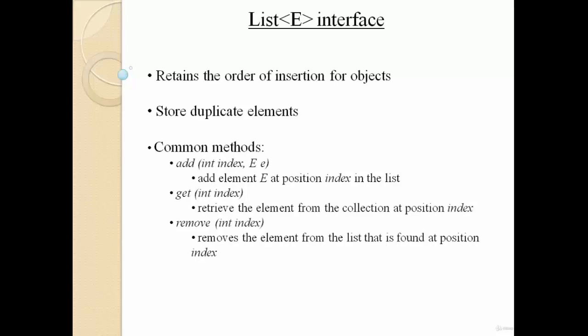We list a few. Add element E at position index in the list collection. Get retrieves the element from the collection that can be found at position index. Remove removes the element from the list that is found at the position specified by the index. There are also other methods that we will present in the following video as code examples. In terms of concrete class implementations, we will focus on two main classes, ArrayList and LinkedList.